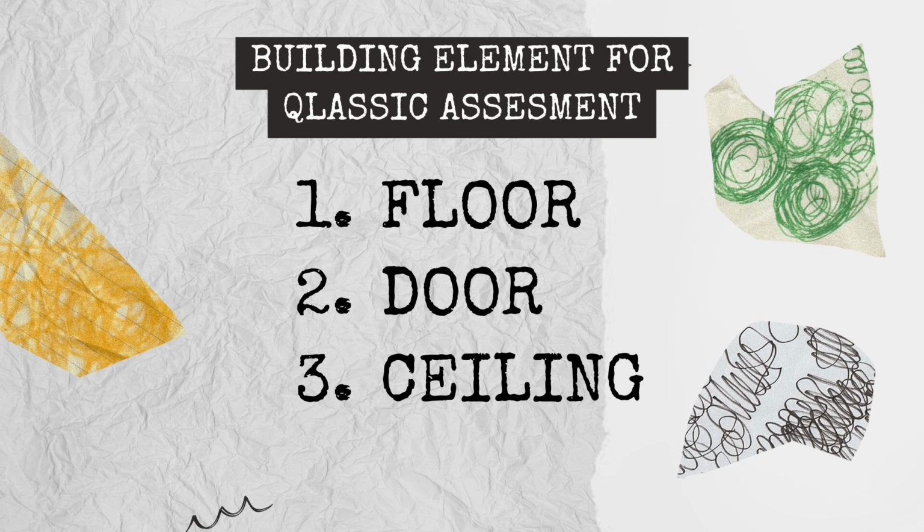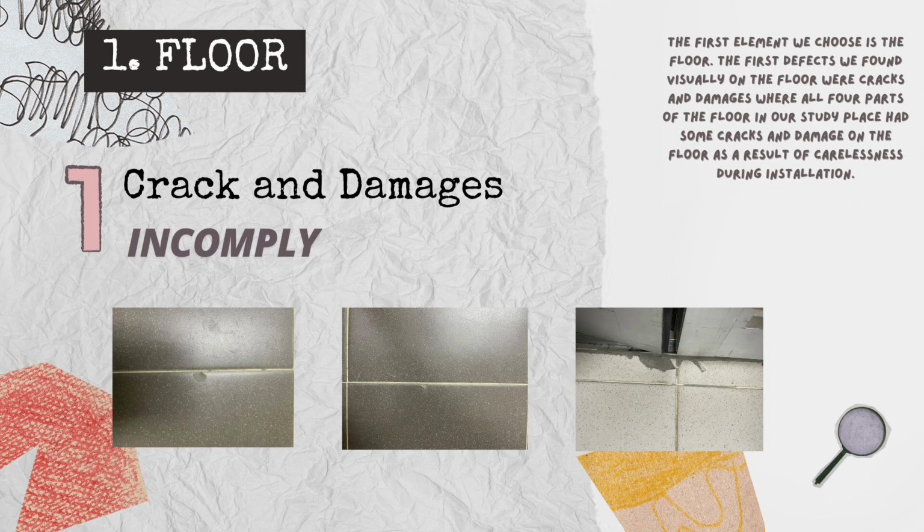We cut the classroom into 4 parts to make it easier to assess the problems within the classroom. The first element we chose is the floor. The first defects we found visually on the floor were cracks and damage, where all 4 parts of the floor in our study place had some cracks and damage as a result of carelessness during installation.